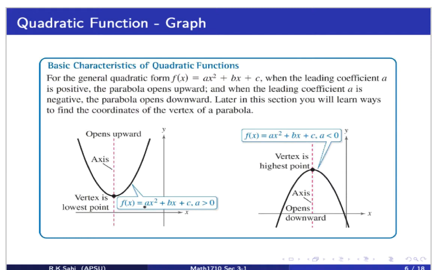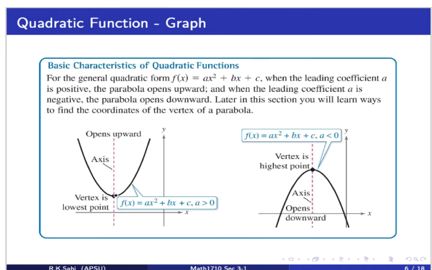So if your a is positive, that simply means the parabola will open upwards. On the other hand, when this a, which is called the leading coefficient, is negative, then you have an upside down parabola. Okay. Then we can also learn now the vertex.